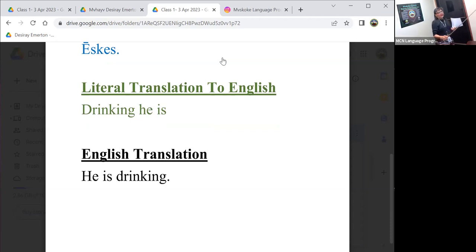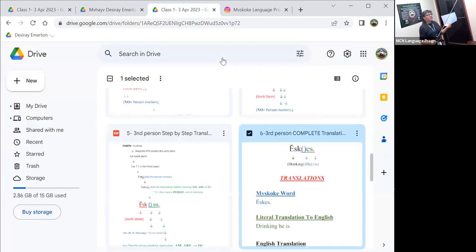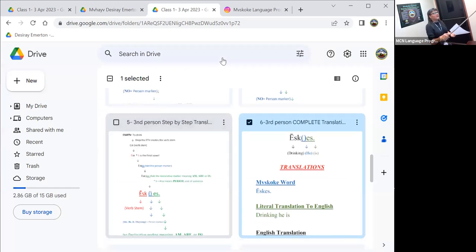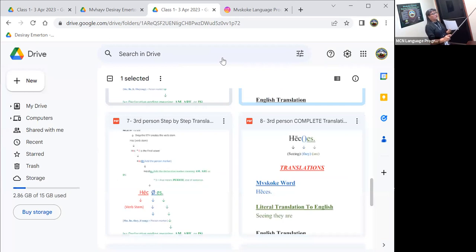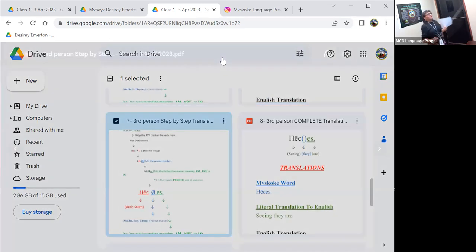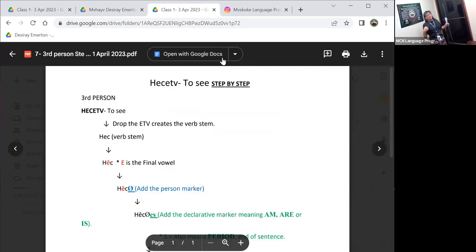I know my way of sharing this is a little different than the other Mvhayvs. Like I said, this is the way that helped me to learn all of this. So I'm trying to translate it to you guys, and there's going to be a lot of repetition because that's how you remember things.